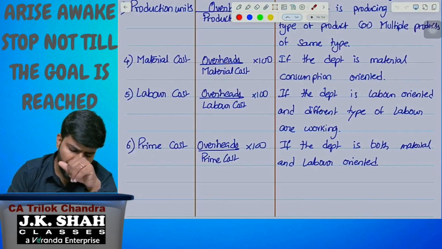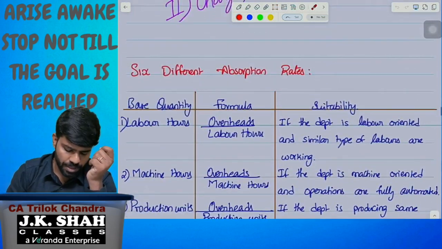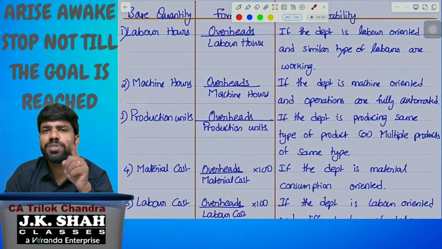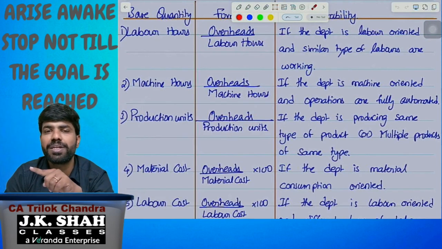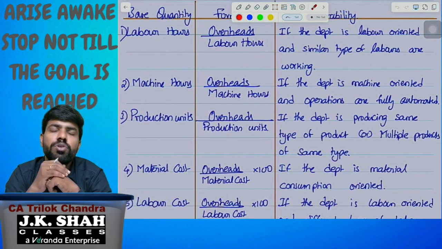How to calculate labor cost absorption rate? Overhead divided by labor cost. Next, when you take machine hours, overhead divided by machine hours. We can use machine hours when the department is machine oriented, most of the processes are automated. Most of the activities are done by the machines. Then we can consider the machine hours.